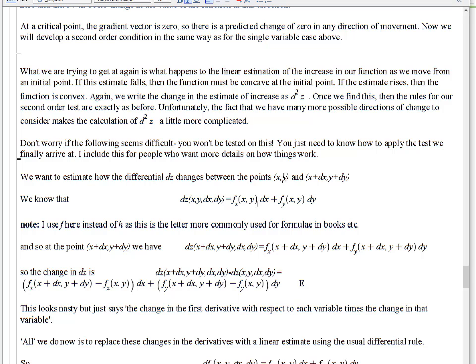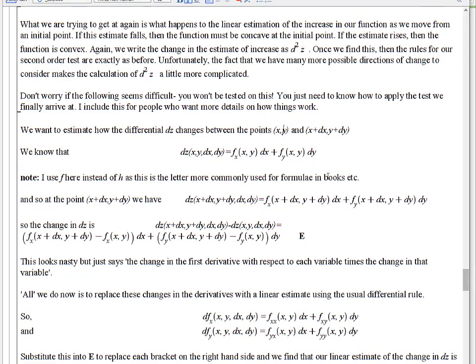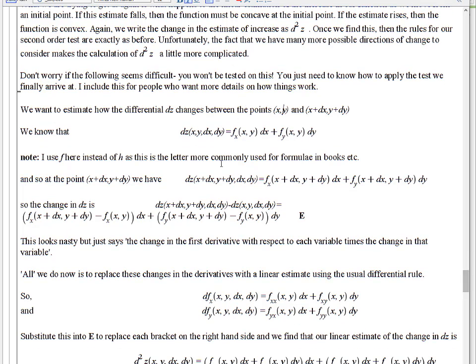It's the partial derivative with respect to x times how far I go in this direction, plus the derivative with respect to y times how far I go in this direction. I started using f instead of h because that's going to be more general and comparable to books and so on. So if I move, starting from this point, and predict the change from here, it looks like this. It's the same formula, except I'm starting at x plus dx, y plus dy.